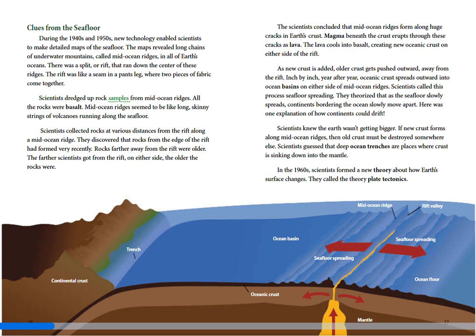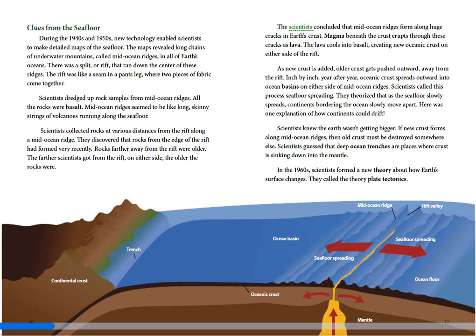Scientists dredged up rock samples from mid-ocean ridges. All the rocks were basalt. Mid-ocean ridges seemed to be like long, skinny strings of volcanoes running along the seafloor. Scientists collected rocks at various distances from the rift along a mid-ocean ridge. They discovered that rocks from the edge of the rift had formed very recently. Rocks farther away from the rift were older. The farther scientists got from the rift on either side, the older the rocks were.